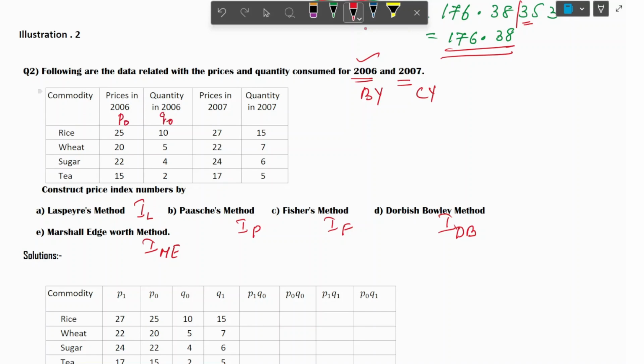Quantity in base year, that is Q0. Prices in 2007, that is P1. And quantity in 2007, that is Q1. And C. Therefore, these are the 5 columns in that question. Therefore, same thing we are going to repeat here.